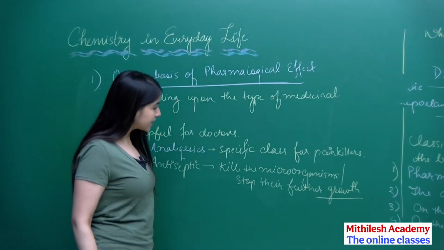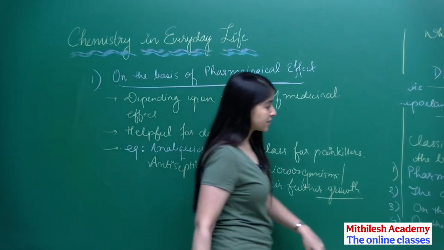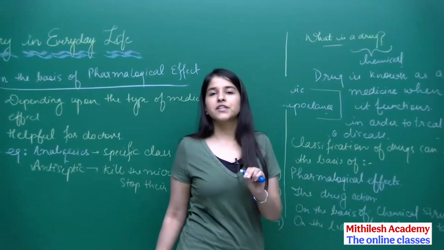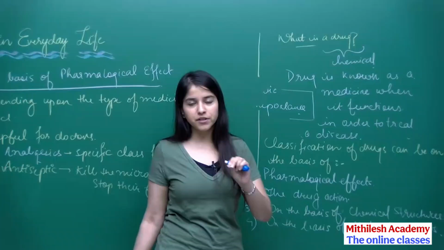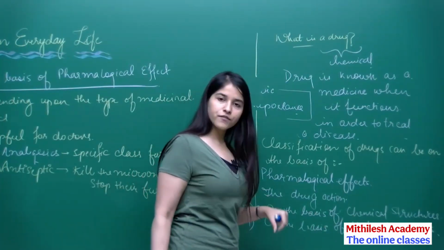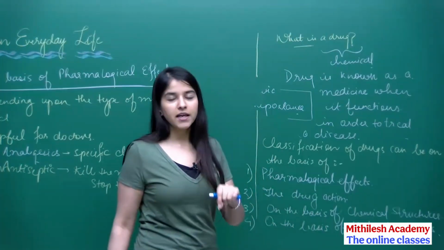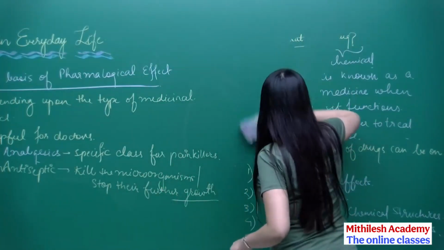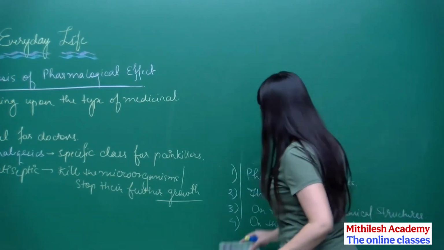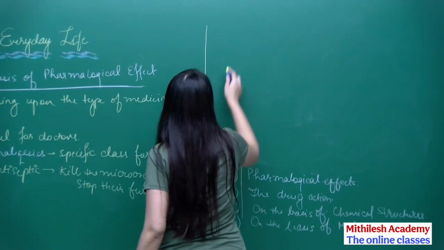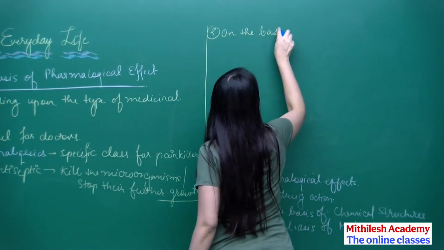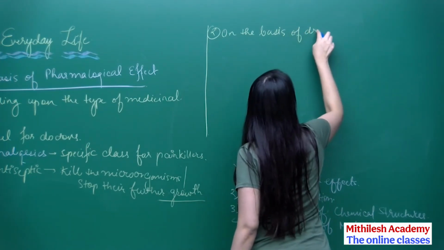Now let's move on to another kind of classification which we have discussed, the drug action. Just be very sure that we are discussing the drugs, the kind of medicines that we use. So another kind of classification for drugs is their action. So here what do I have? I have got the drug action. Second is on the basis of drug action.